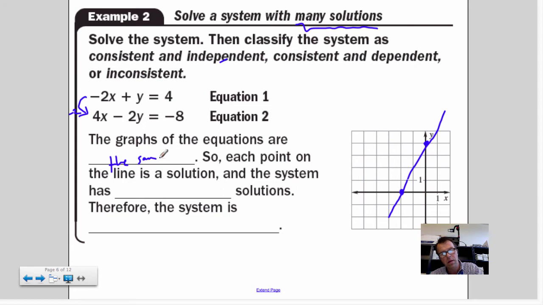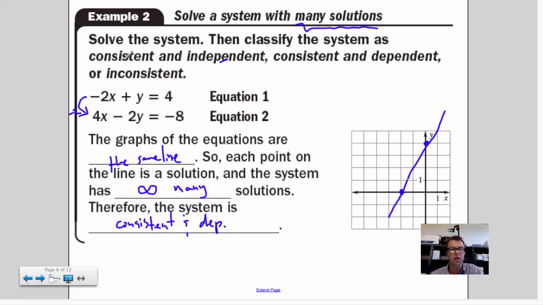Same line. So each point on the line is a solution, and the system has infinitely many solutions. Mind if I draw the infinite symbol? Infinitely many solutions. Therefore, the system is called consistent and dependent. Again, consistent because there's an answer, dependent because there are many, many answers.